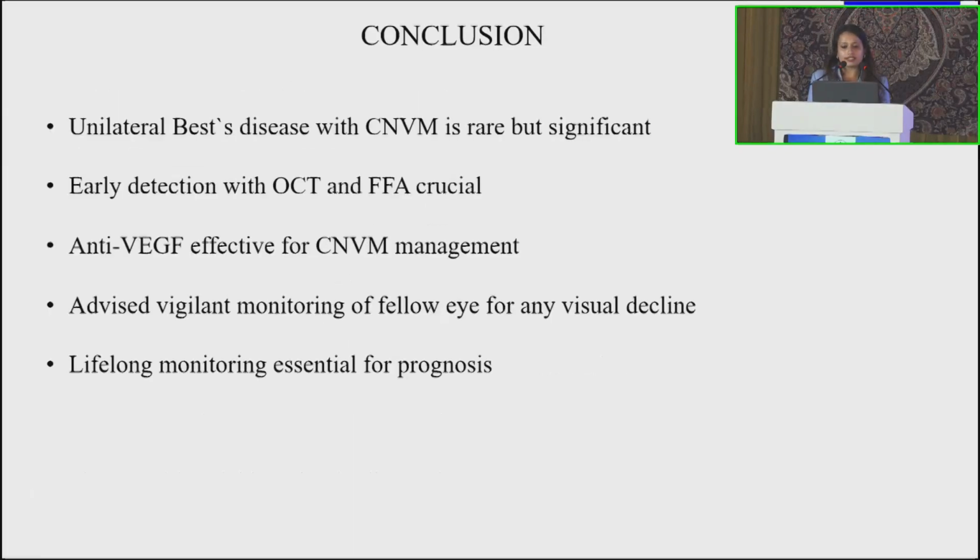Unilateral Best disease CNVM is rare, but it is significant. Early detection with OCT and FFA is crucial. Anti-VEGF is effective for CNVM management, so a good regimen is very much crucial. Advise vigilant monitoring of the fellow eye for any visual decline. It can be done by an EOG to see any subclinical dystrophy, if at all present. Lifelong monitoring is essential for prognosis.